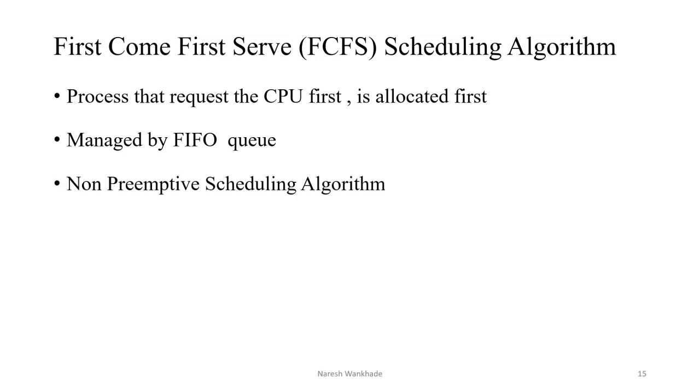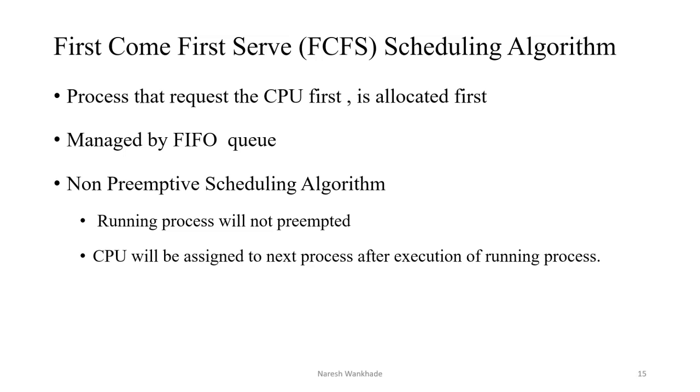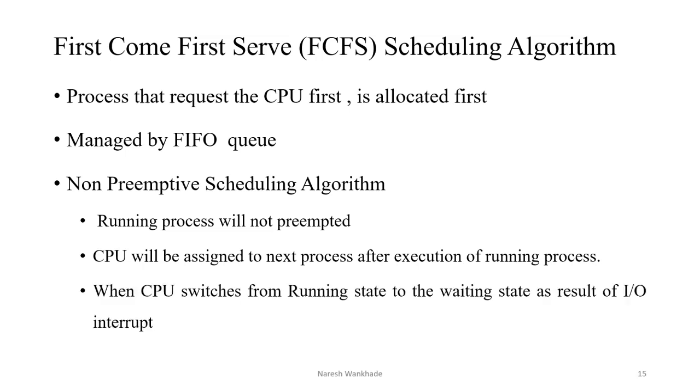It is a non-preemptive type of scheduling algorithm, which means the running process will not be preempted if there are a number of processes in the ready queue, and CPU will be assigned to the next process after execution of the running process. Means after successful execution of the running process, CPU will be released and will be given to the next process, or CPU switches from running state to the waiting state as a result of IO interrupt. That is non-preemptive scheduling algorithm.